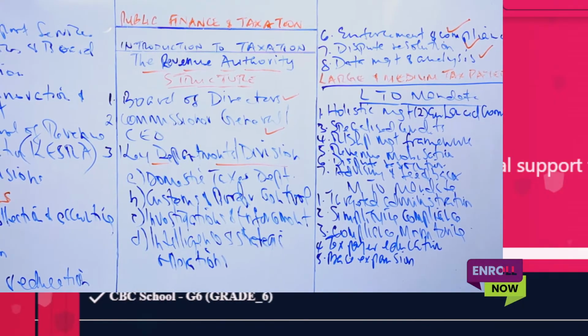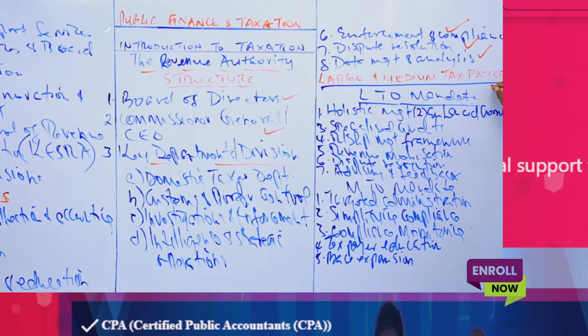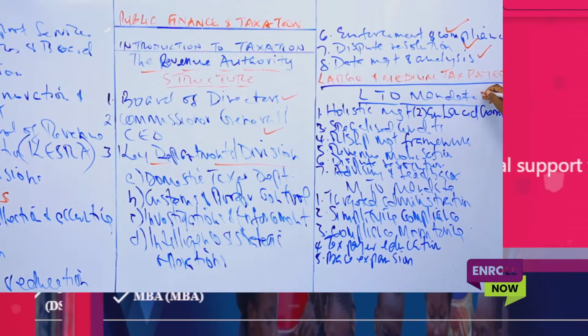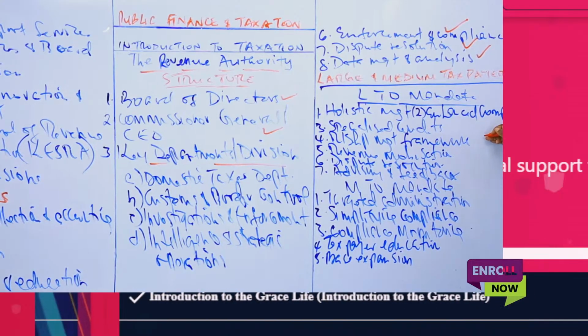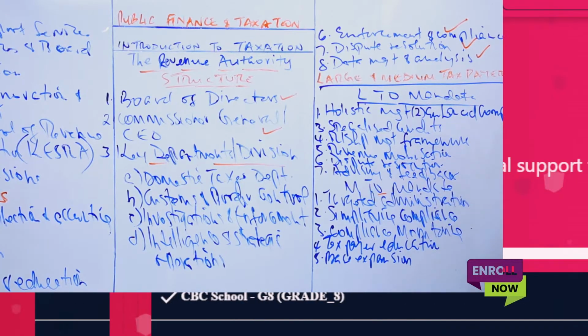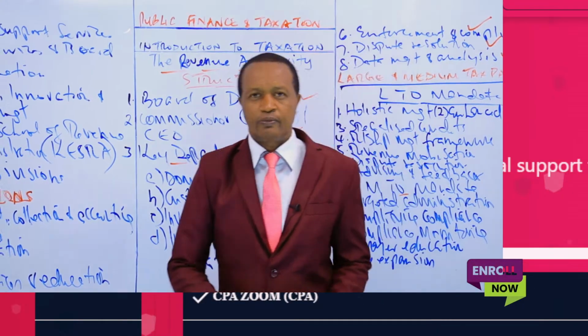Then lastly, we've studied the large and medium taxpayers. The next one is the large taxpayers. This is the large taxpayers office. The mandate, we have outlined the mandate. Then we also have outlined the mandate of the medium taxpayers office. And that will be the end of the lesson.